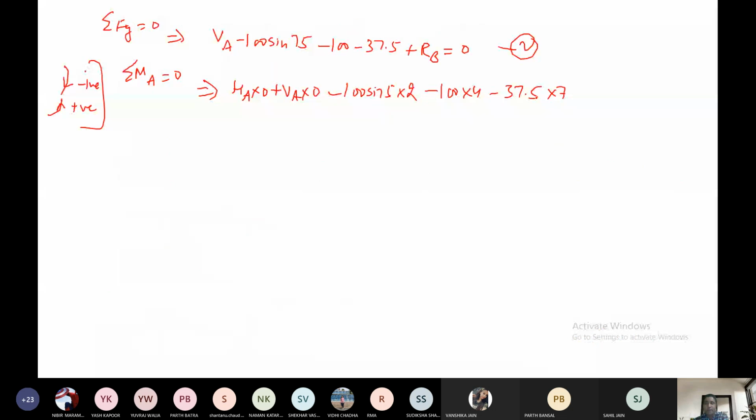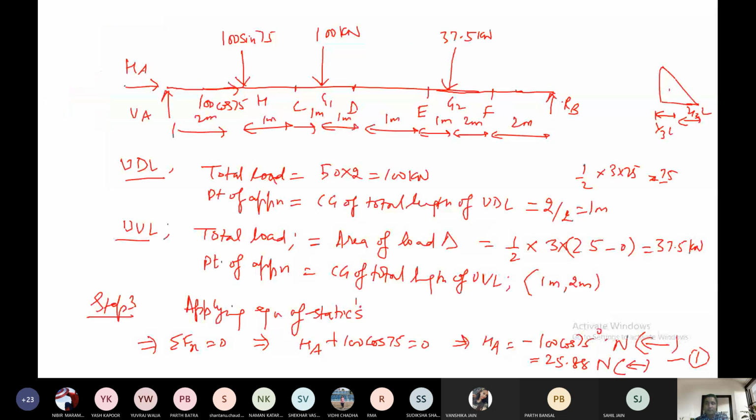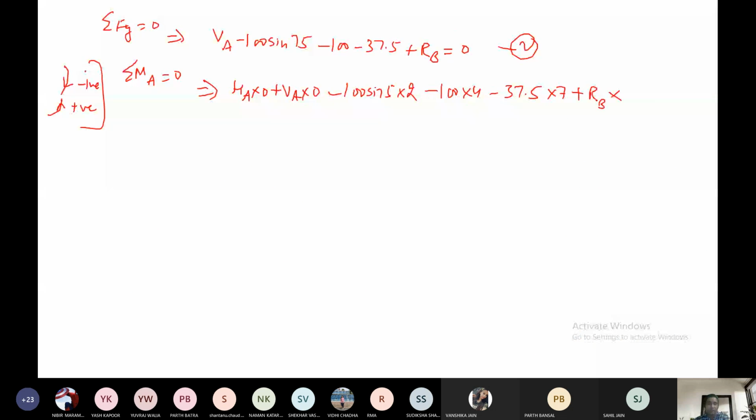And then the last one is RB. Plus RB into the distance. How much is the distance? You can see here 3, 4, 5, 6, 7, 9 and 11. So this into 11, this should be equal to 0. So this is equation number 3.